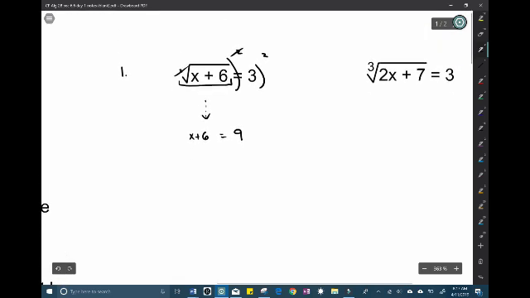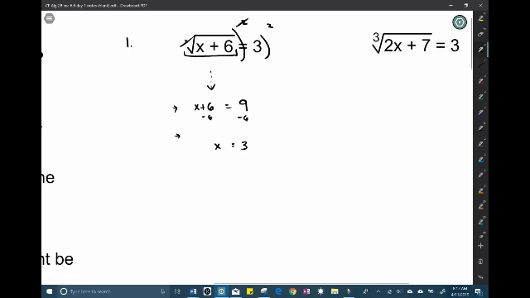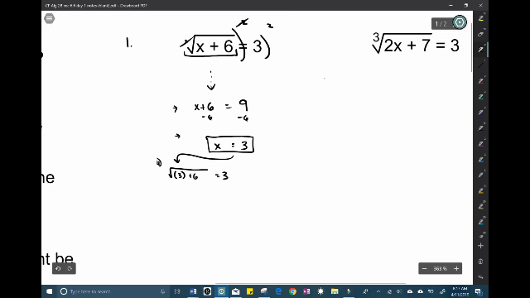So x plus 6 is equal to 9, 3 squared. Then you just subtract the 6, and 3 is equal to x. Easy peasy stuff. Now, again, the last step, step 4, is to check for extraneous solutions. You do that by substituting back into the original equation: 3 for x, plus 6, we see if that's equal to 3, and we have the square root of 9 is equal to 3. That checks out, so that is a real solution.